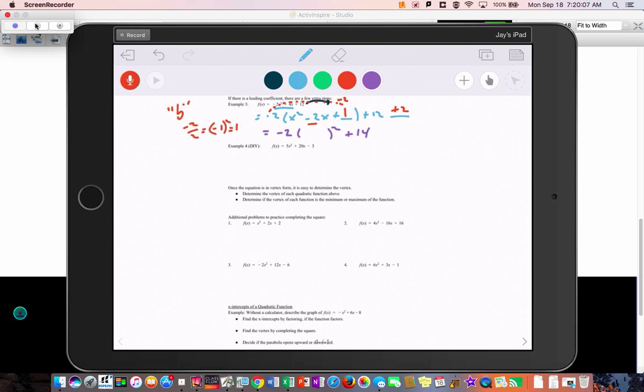Well, the variable is x. And I have a negative 1 right there. That's what goes in parentheses. So now this one is an opening down parabola and a vertex at 1, 14. So again, next one's a DIY. Try it on your own. We'll put the answer up.